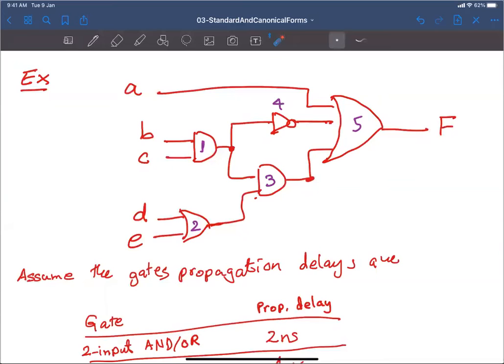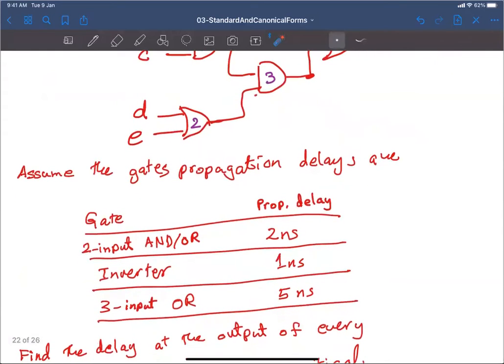We are given the individual propagation delay of every gate, as in this table. For example, an AND or OR gate with 2 inputs has a delay of 2 nanoseconds. So if one of the inputs changes, you will observe the effect on the output 2 nanoseconds after this change occurs. Similarly here.